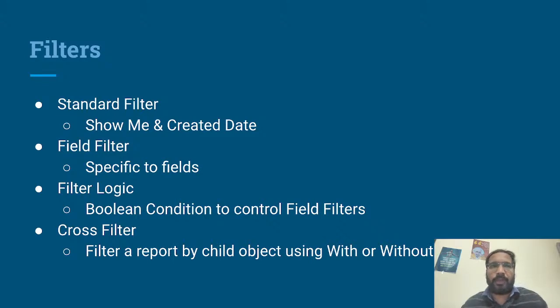Then we have cross filters. Cross filters means you can filter a report by child object using with or without condition. So for example, you are applying a report on account. Now you can apply account with contacts or account without contacts, right? This way you can apply a cross filter. So whenever you hear the term cross filter, it means you can apply filters on two objects.